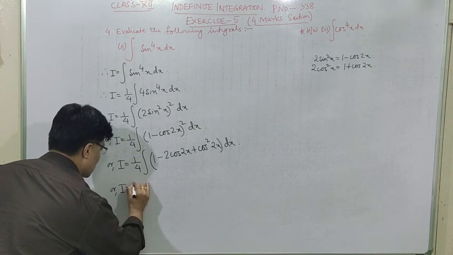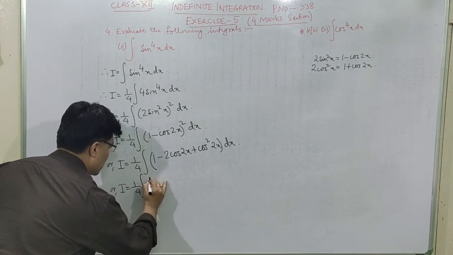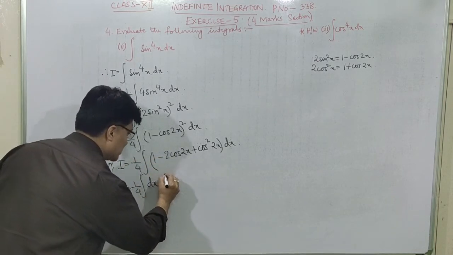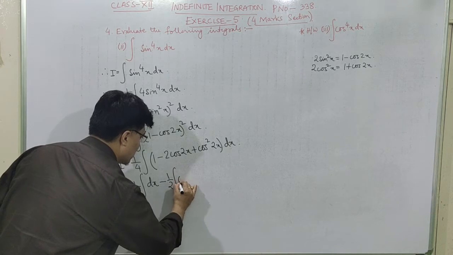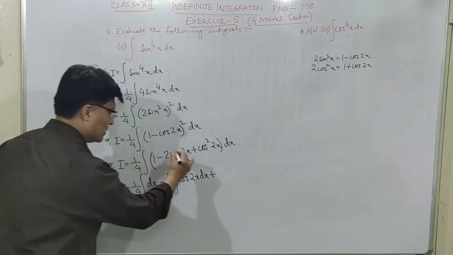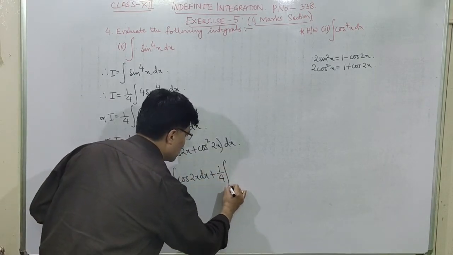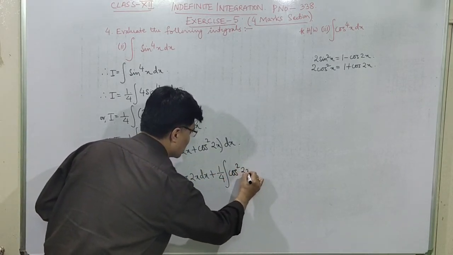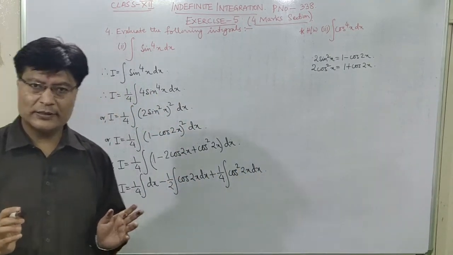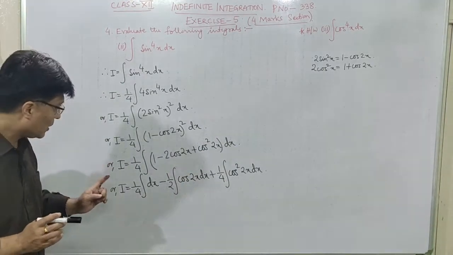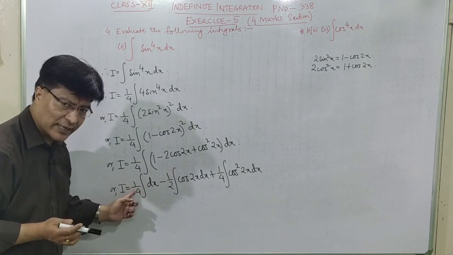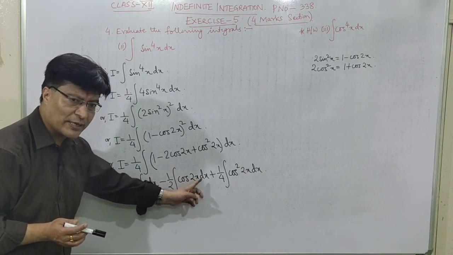So I is equal to 1/4 integration of dx minus, now this is 2 by 4, which is half, integration of cos 2x dx, plus then 1/4 integration of cos square 2x dx. Understood? So now you can easily integrate these first two terms. This is integral of dx is x. This is just like your integration of cos mx dx.